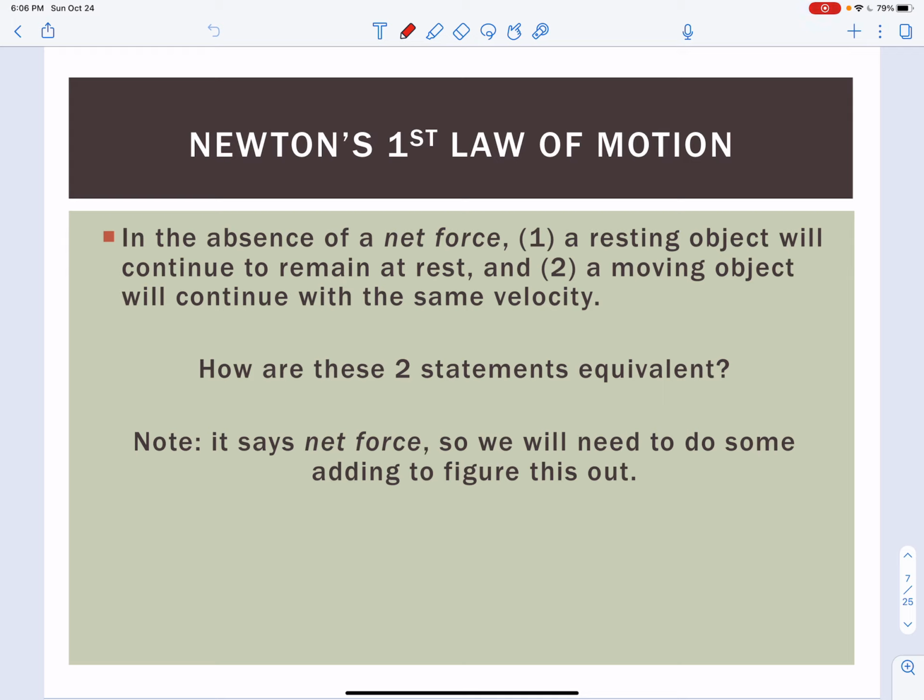Now, these are technically equivalent statements. They're a little bit redundant. A resting object will continue to remain at rest, and a moving object will continue to have the same velocity. They're really the same statement, in the sense that if you have no net force, you have no acceleration, and therefore you can't change your velocity. So if you're at rest, not changing your velocity means you stay at rest. If you have a velocity already, not changing your velocity means you have the same velocity. So pay attention to that: no net force, no acceleration, no change in velocity. That's really what this is saying.